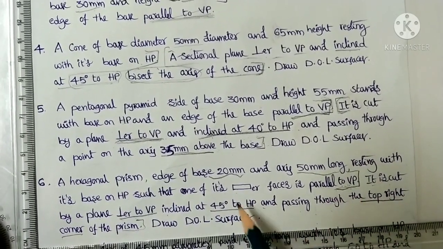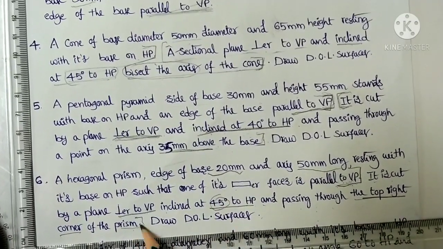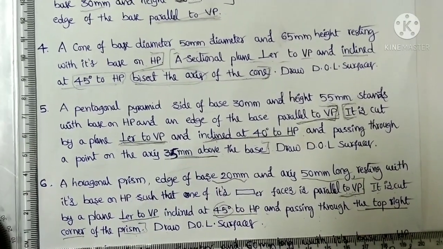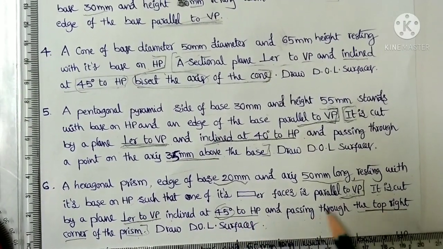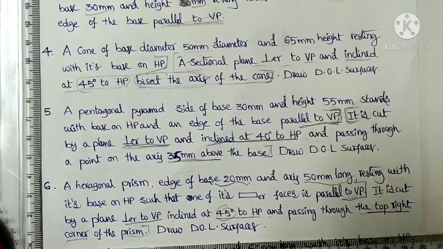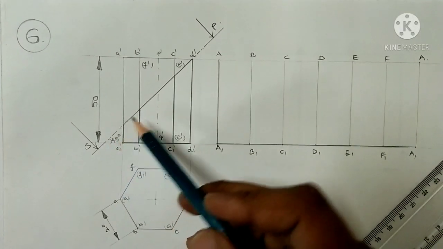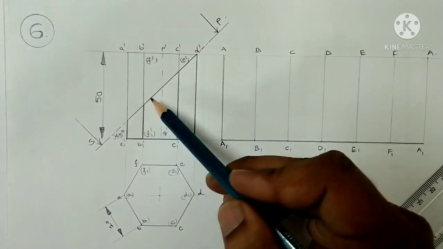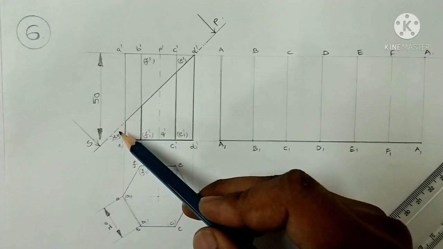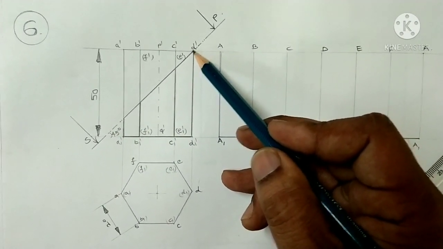Remember this point: 45 degrees inclined to HP, passing through the top right corner of the prism. So we can construct the sectional plane as a line in the front view following these conditions, passing through the top right corner. According to the given conditions we can cut the object. Initially we should fix the drafter with 45 degrees inclination, passing through this particular corner, that means the top right corner, and we can construct the line.